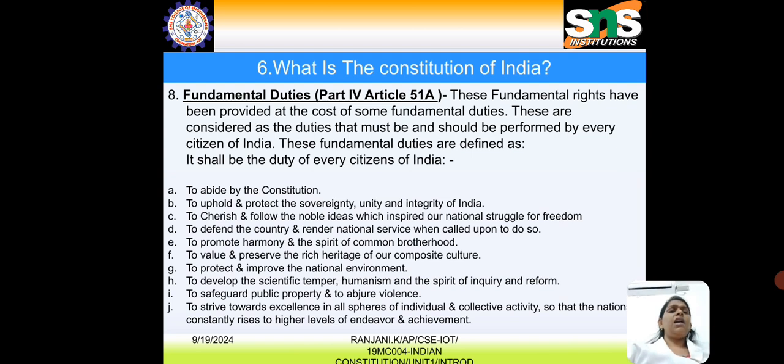The fundamental duties are described as: it shall be the duty of every citizen of India to abide by the Constitution, to uphold and protect the unity and integrity of India, to cherish and follow the noble ideals which inspired our national struggle for freedom, to defend the country and render national service when called upon to do so, to promote harmony and the spirit of common brotherhood, to value and preserve the rich heritage of our composite culture, to protect and improve the natural environment, to develop the scientific temper, humanism and the spirit of inquiry and reform, to safeguard public property, to abjure violence, and to strive towards excellence in all spheres of individual and collective activity, so that the nation rises to higher levels of endeavor and achievement.